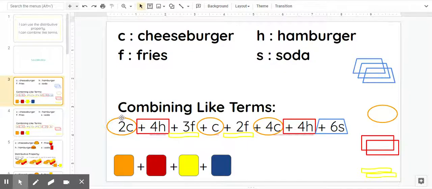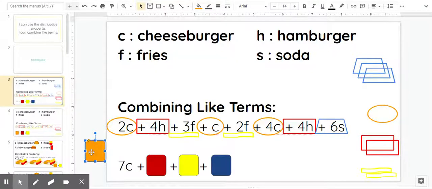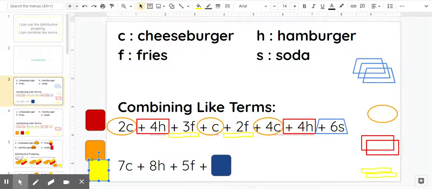So if I look at my cheeseburgers, I have 2 plus another. If there's no number in front, it's a 1. So 2 plus 1 is 3. Plus 4 more is 7. So I have 7 cheeseburgers altogether. Then for my hamburgers, I have 4 plus 4 more, which is 8. And for my french fries, 3 plus 2 is 5. And lastly, I just have these 6 sodas.